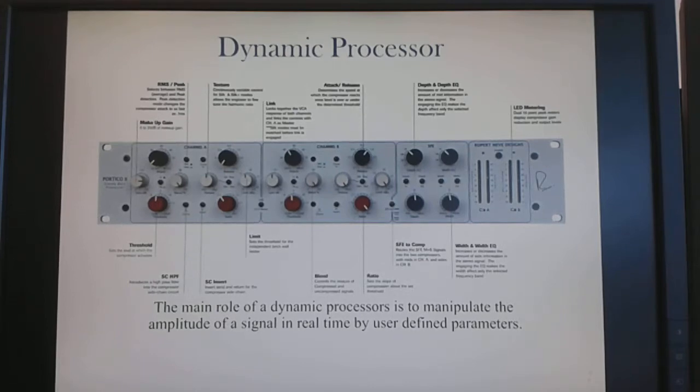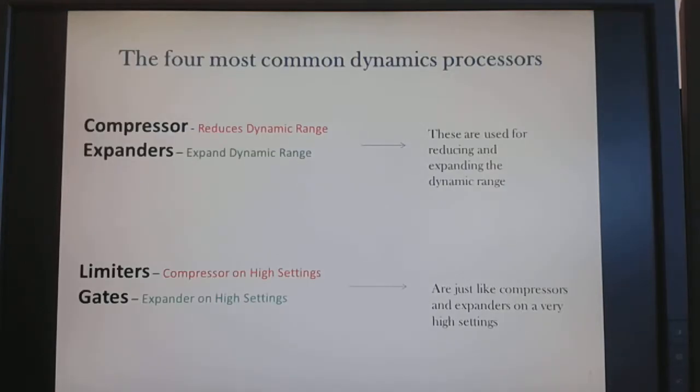The main role of a dynamic processor is to manipulate the amplitude of a signal in real time by user-defined parameters. The four most common dynamic processors are compressors, expanders, limiters, and gates. Compressors and expanders are used for reducing and expanding the dynamic range, and limiters and gates are just like compressors and expanders on very high settings.